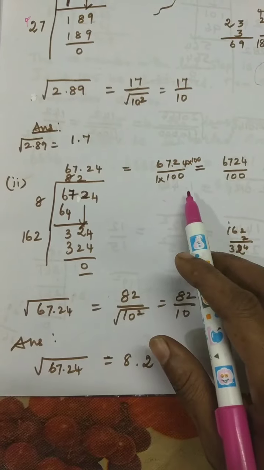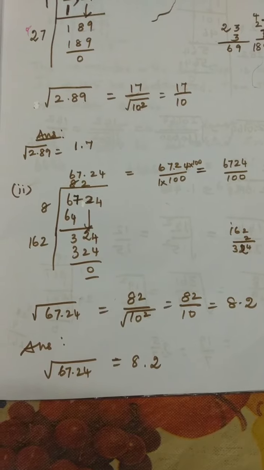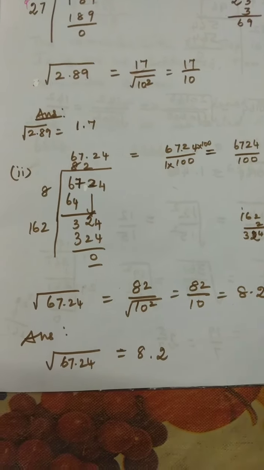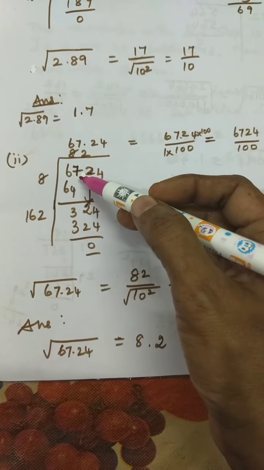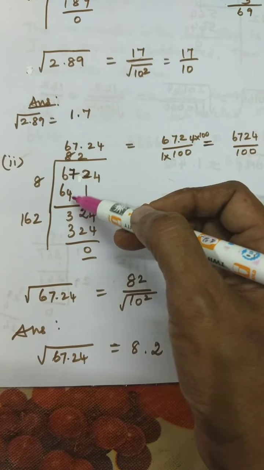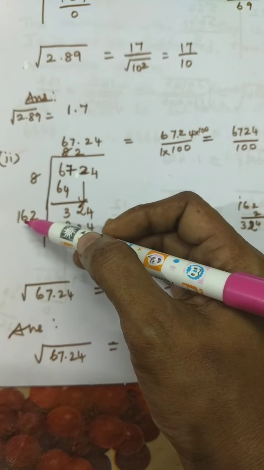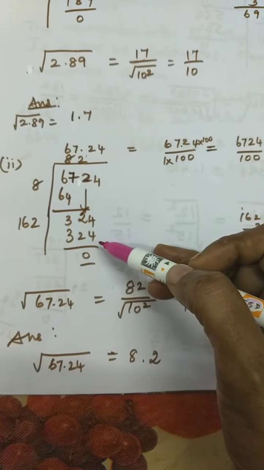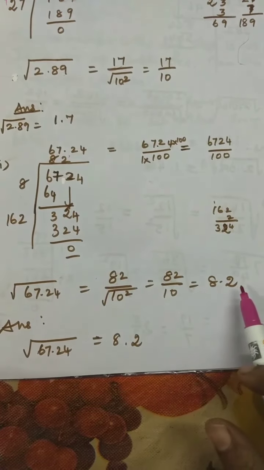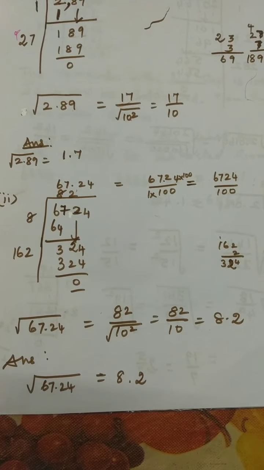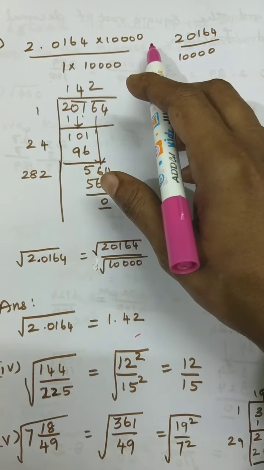Then we shall move to the next one, 67.24. Same, you are multiplying the numerator and denominator by 100. Then it will become 6724. You are finding the square root for 6724 by the long division method. Then 67 means 8 8s are 64, we can take. Then remainder 3, bring down 24. Then 8 2s are 16. Then you put 2, 2. Then it will come up 3240. The answer for this is 82 by 10. That is 8.2.